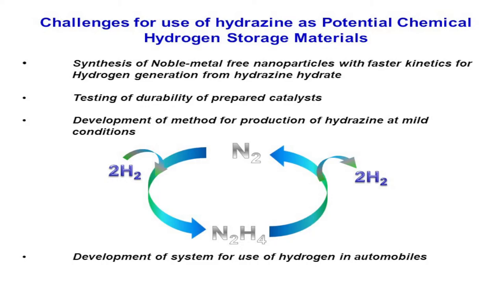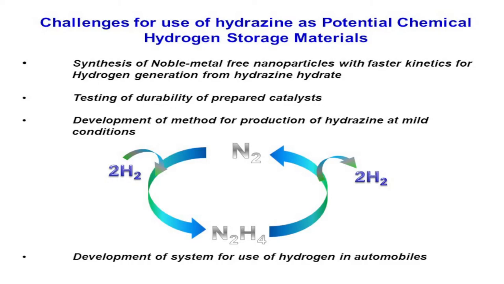And hydrazine can be decomposed to nitrogen and hydrogen in presence of some suitable catalyst. But development of a method for production of hydrazine at mild condition is also a challenging task. So, it means hydrazine production from nitrogen and hydrogen is not feasible. Normally, when we mix nitrogen and hydrogen at a certain ratio, there is production of ammonia instead of hydrazine. And development of a system for use of hydrazine in automobiles is also required.